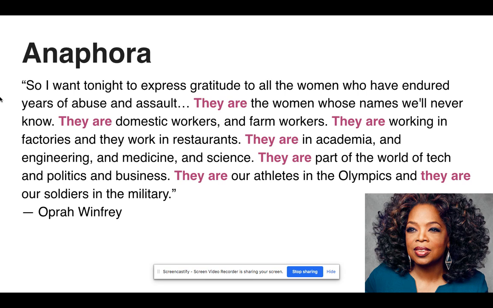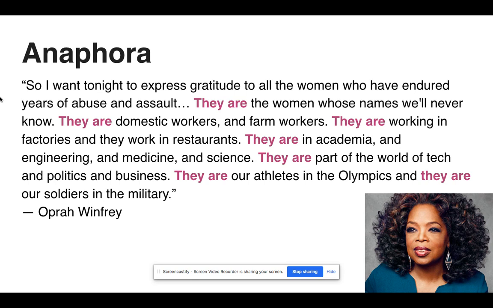So we're seeing anaphora being used with the successive or repetitive use of they are at the beginning of each sentence or different clauses. And the effect here is showing the all-encompassing way that she's trying to include women of all different ranks and status and places within our society.